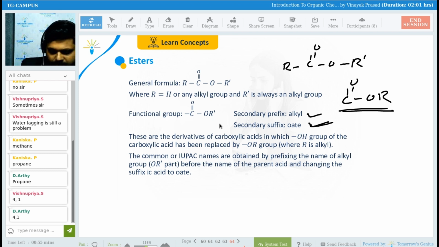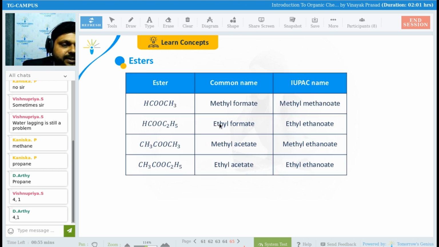Now we are going to see the nomenclature for this. What will be the name for this? See here, one R is there, so it is methyl methanoate. Suffix is OATE, right? If 2 carbon is there, it will be ethyl ethanoate. Now here CH3 and COOCH3 is there. It will be methyl acetate or methyl ethanoate.